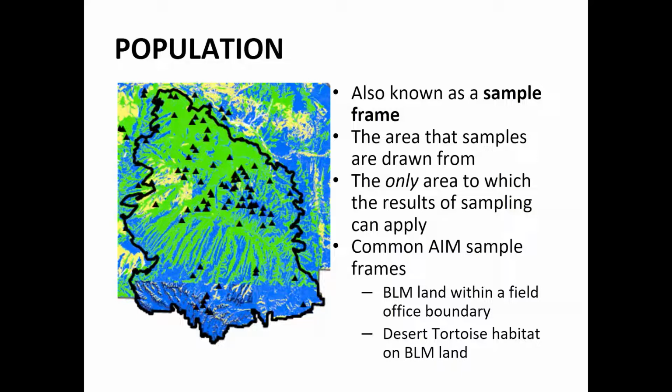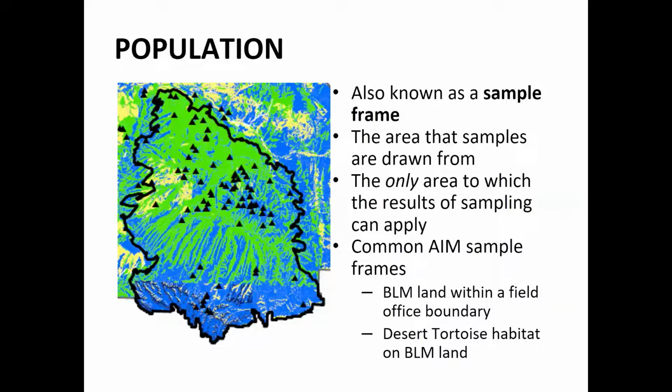So if your sample frame didn't cover an area, and therefore the area didn't have a chance to be included in the sample, the data can't speak to that area. Areas that are covered by a sample frame are within what we call the inference area, because we can infer conclusions about them from the data. In AIM, our sample frames are almost always restricted to BLM land, because that's where the BLM has the authority to collect data and manage the landscape. So it's the area that we need to know about.